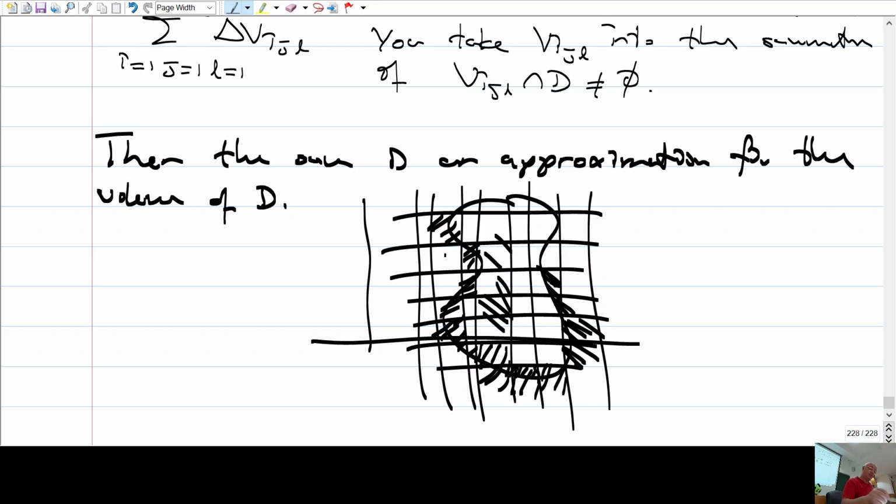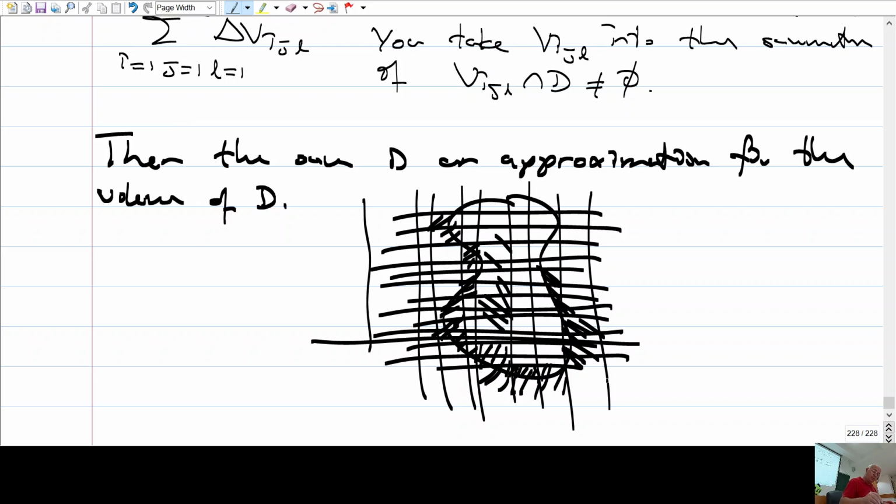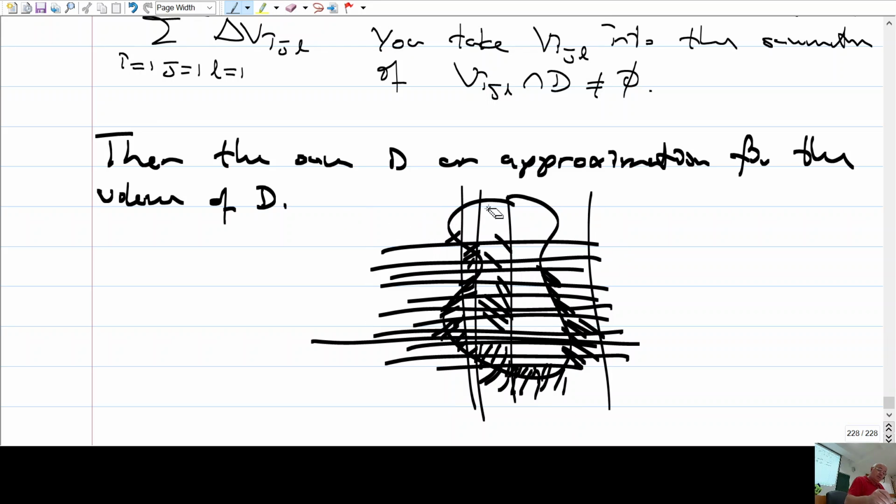This is a little bit bigger than D. But you keep doing this with smaller and smaller, or finer, partitions.